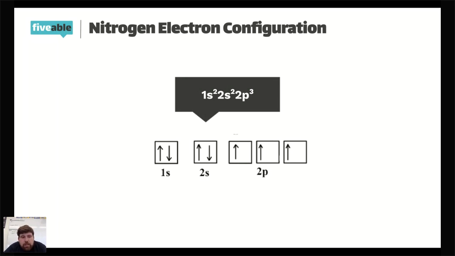A couple of language terms that come with this. We know that the 1s orbital has the paired electrons, the 2s has paired electrons, and then if you're looking at nitrogen, nitrogen has 1, 2, 3 unpaired electrons. They have a total of 3 unpaired electrons.